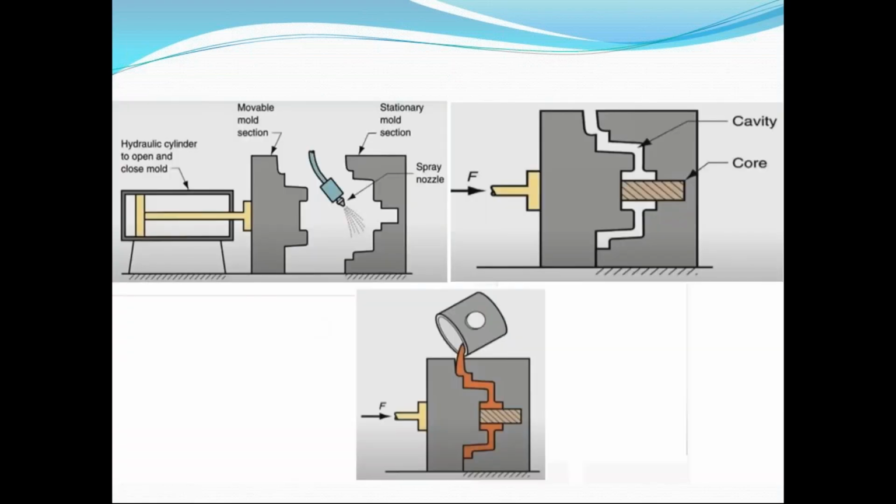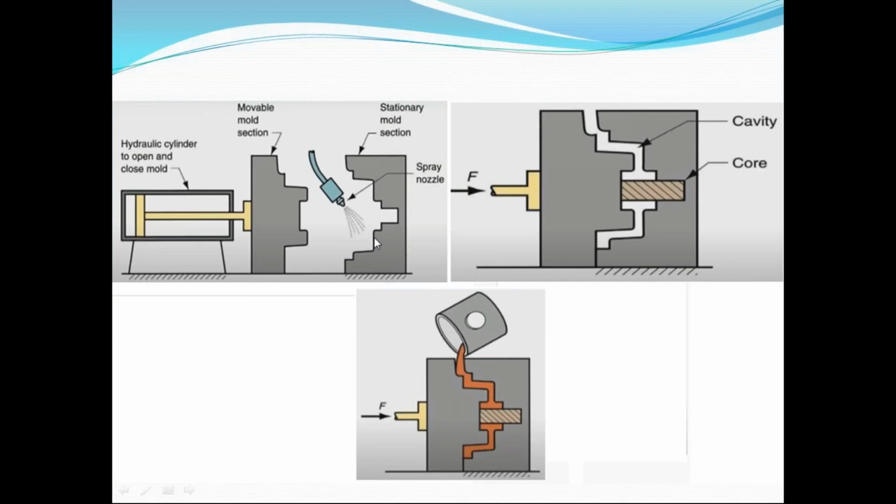Now the first one is the gravity die casting process. How do we prepare the product using this process? There are two dies, that means two metallic molds. When you close these two dies, one die is stationary, fixed in its position, and the other is movable. If you close these two dies, ultimately the cavity developed is the negative shape of the product.